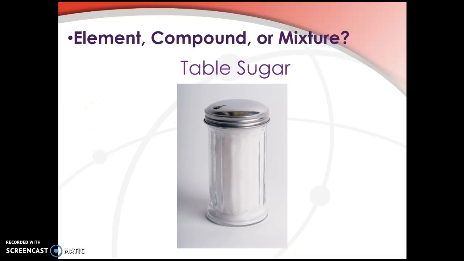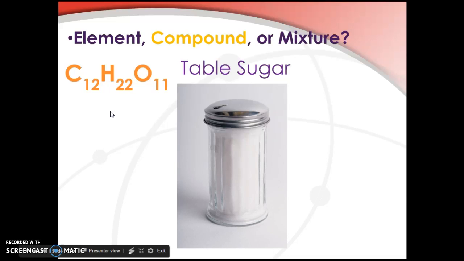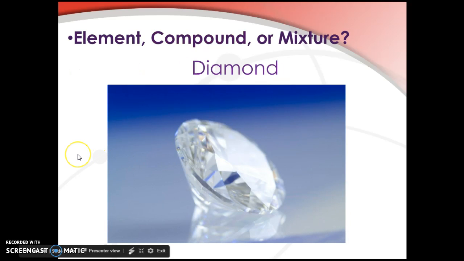Table sugar. Remember we covered that when we went over this? C6H12O6. So it's a compound. You can also have table sugar that's C12H22O11. But as you can see, the elements are written all smushed together. So it's a compound. But it is a pure substance. So all the stuff in this container is all made up of the same thing, the same types of atoms. Diamond. It's made of carbon. It's an element because carbon's on the periodic table.